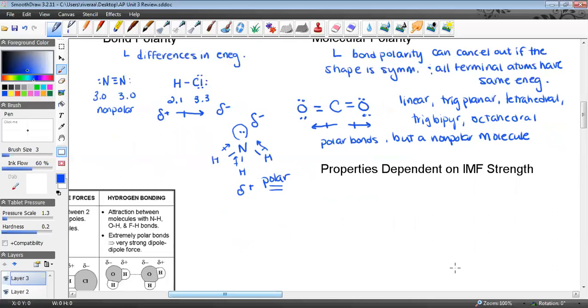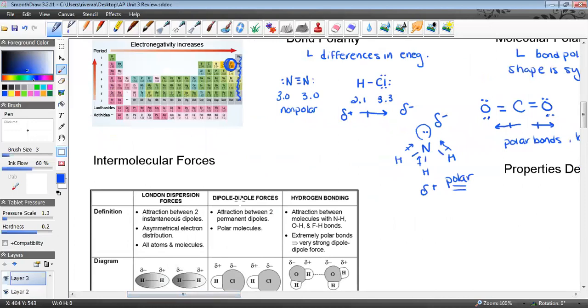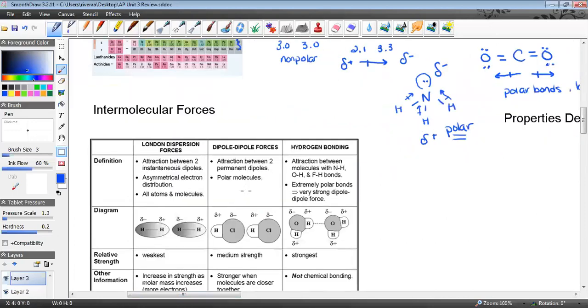Okay, so the reason why we care if molecules are polar or non-polar is because, obviously, those determine our intermolecular forces. And there are 3 main types of IMFs. Now remember, when we're talking about IMFs, we are talking about the forces at play in covalent molecules. Okay, so this is for covalent only.